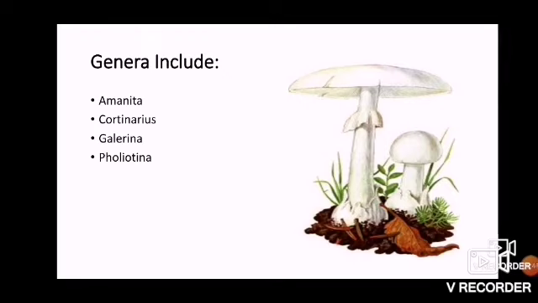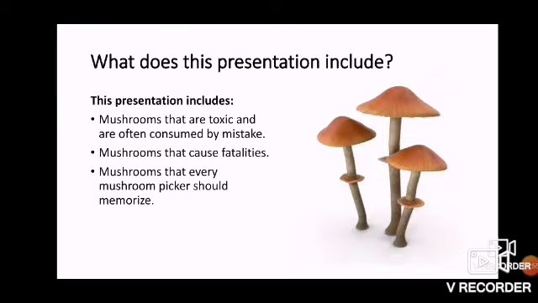So the genera that we're going to be looking at include Amanita, Cortinarius, Galerina, and Pholiotina. And again, just to bring it home, these are mushrooms that are toxic and are often consumed by mistake. So they do have lookalikes that are edible, and people tend to confuse one for the other. These are mushrooms that cause fatalities, and these are mushrooms that every mushroom picker should memorize.